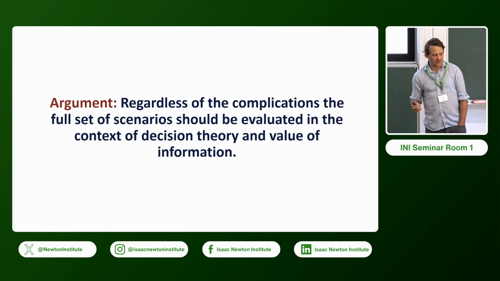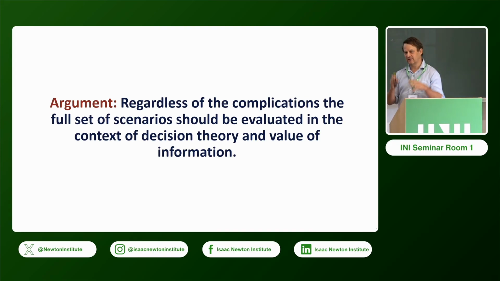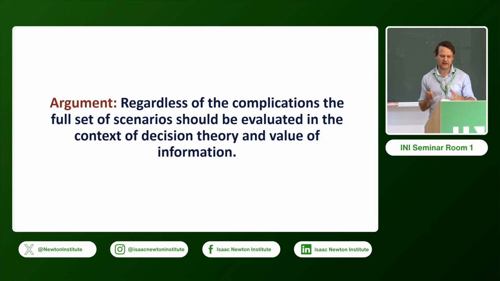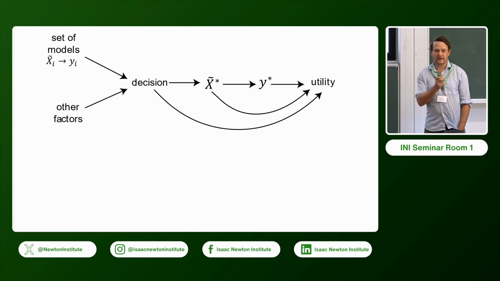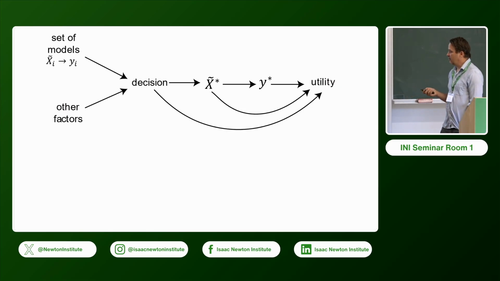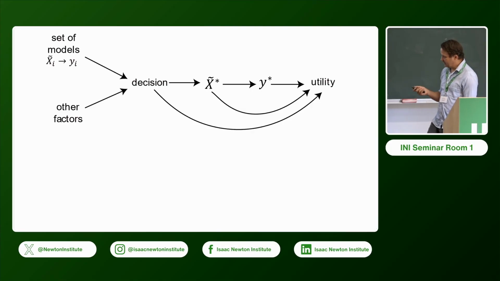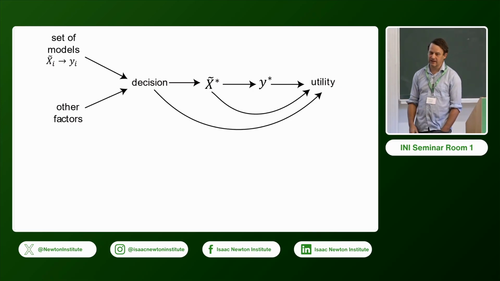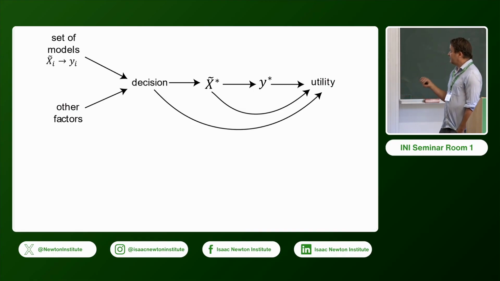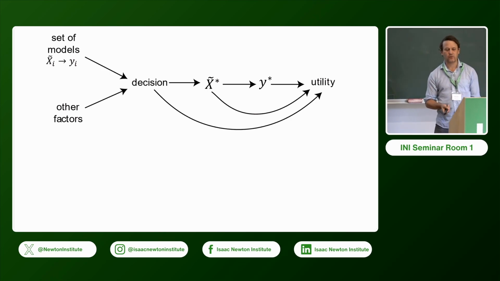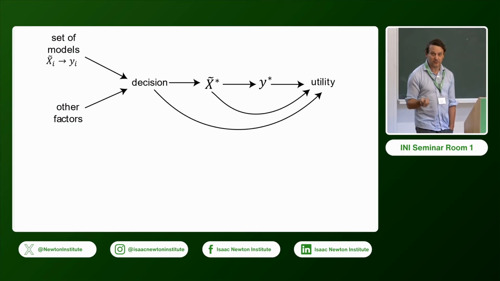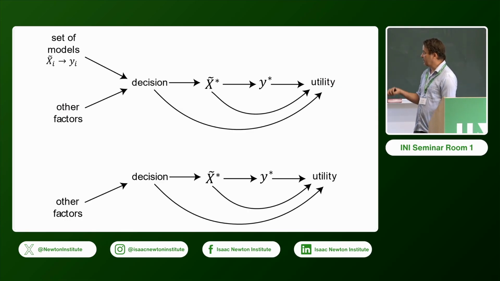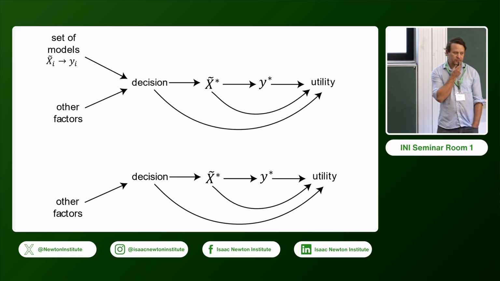But I will argue that, regardless of these complications in terms of who's consuming and who's optimizing what, the full set of scenarios should be evaluated in the context of decision theory and value of information, particularly when we are talking about optimizing through intervening. That's just to say, this classical idea: we have our set of models, coming in with other factors, informing the decision. That decision is going to have some cost that impacts utility. It's going to relate to some actual future state of the world, and that state of the world, in and of itself, regardless of our outcome, has some influence on utility. And then, lo and behold, something happens, and that presumably has some influence on utility as well.